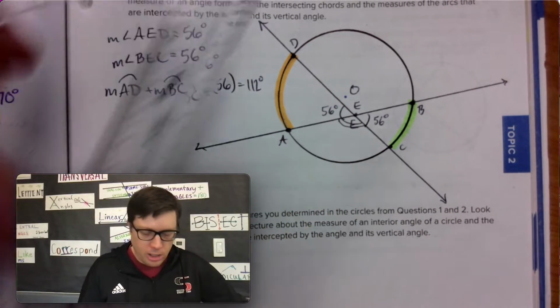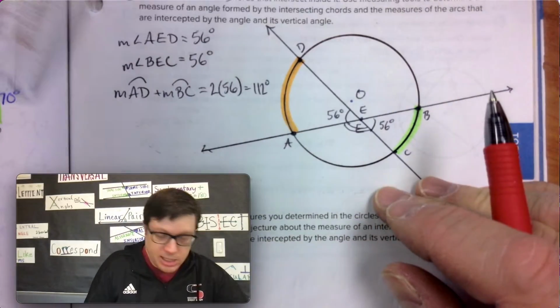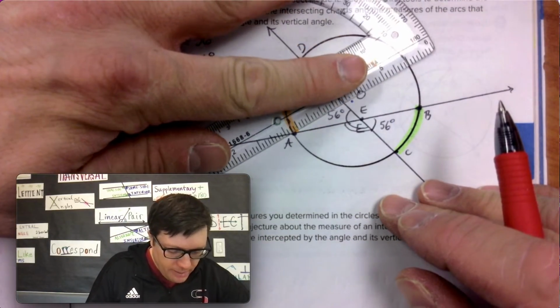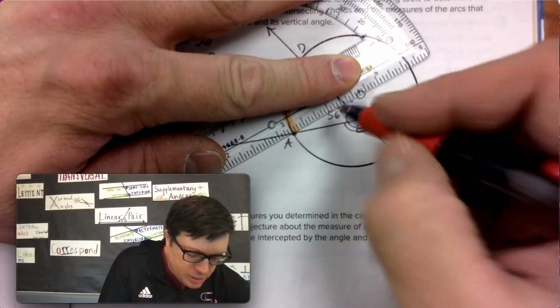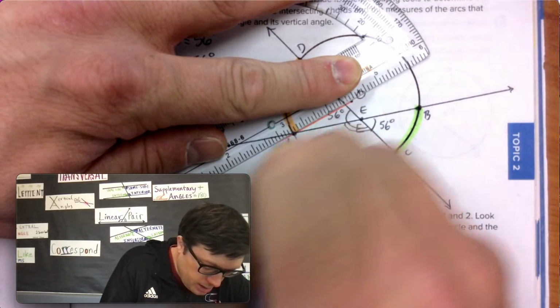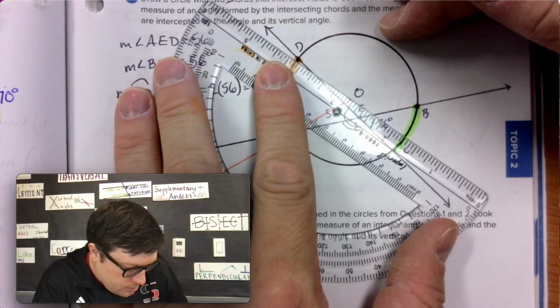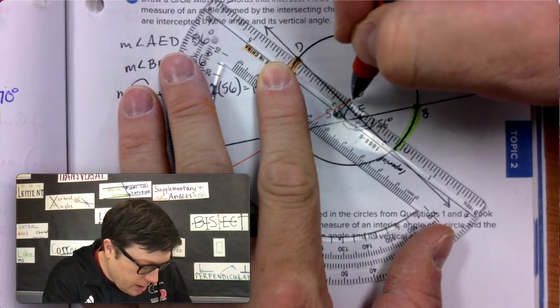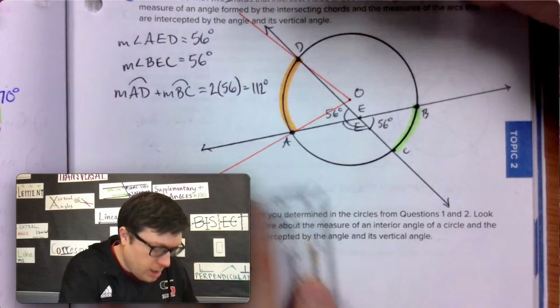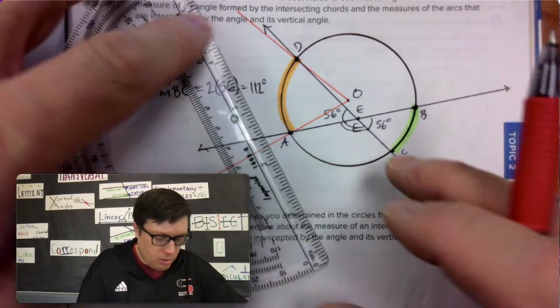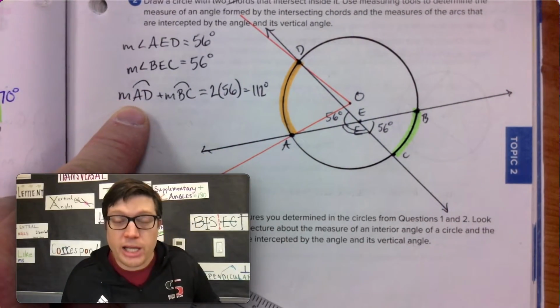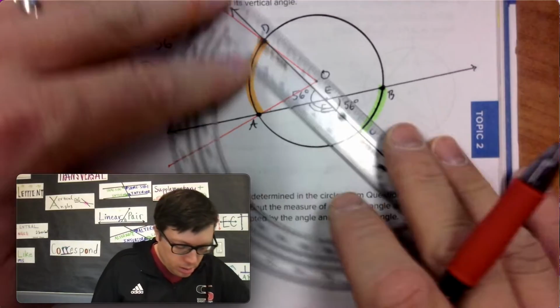So I'm going to use a different color now, maybe even a pencil, or at least red ink instead. And I'm going to make a central angle here. So nice long lines. And again, nice long lines. And I want to find the measure of this angle. So right now I'm going to get the measure of angle MAD.